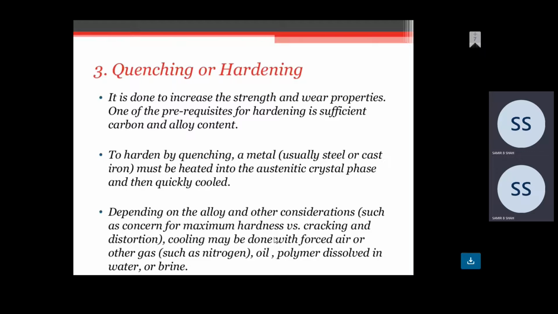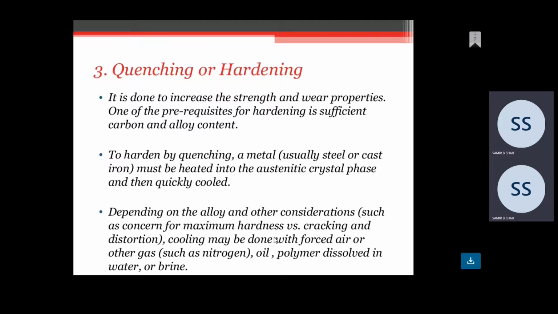The next one is the hardening process, which is also known as quenching. It is done to increase the strength and wear properties. We prefer to use the quenching or hardening process when we have to achieve good strength or good wear properties. One of the prerequisites for hardening is sufficient carbon and alloy elements, which are very important. Only when sufficient carbon content is available is it preferred to use this quenching process.